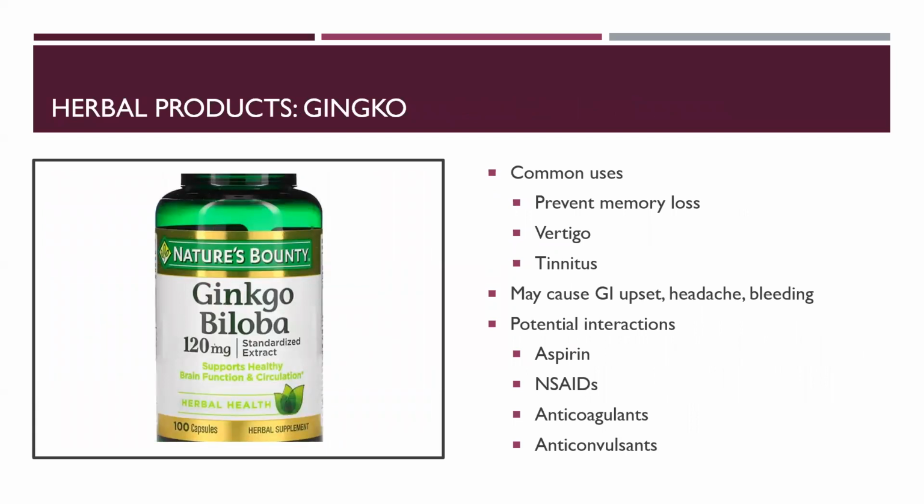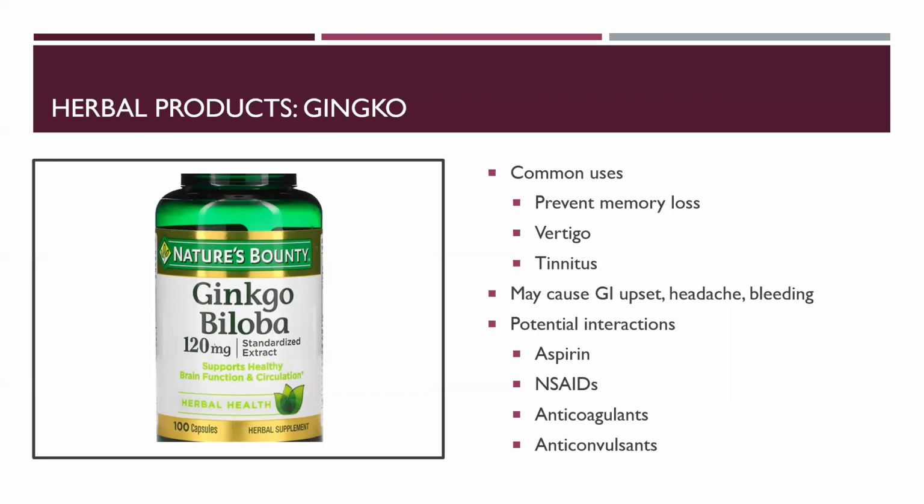So ginkgo is a herbal product. The reason I bring up this herbal product is it's another one of these cholinergic agents. It's commonly used for memory loss, vertigo, and tinnitus, so that ringing in the ear. Now, the problem with it is it has a lot of interactions, especially with our anticoagulants.